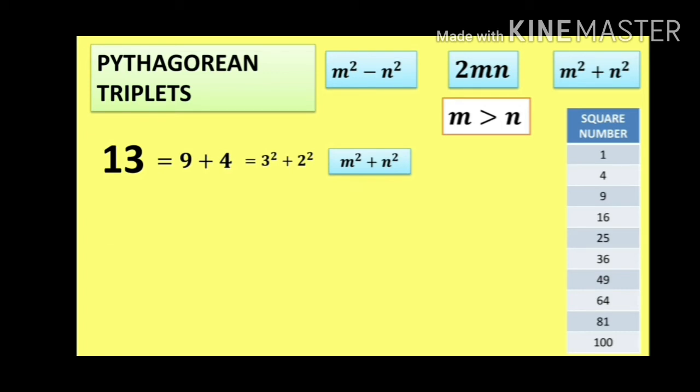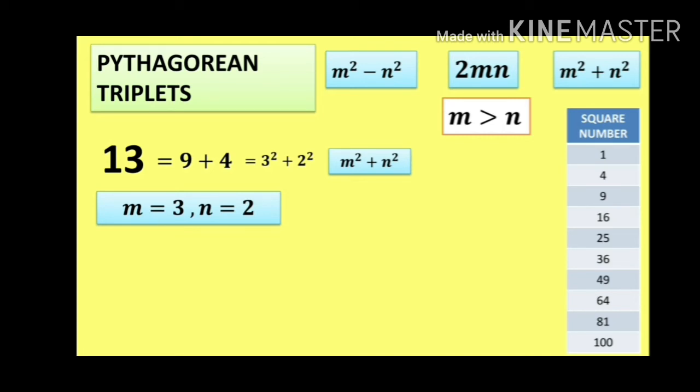Now if we just compare 3 squared plus 2 squared with m squared plus n squared, we can say that m is 3 and n is 2 here. As we know, m is greater than n. The bigger one will be 3 and the smaller is 2. So m will be 3 and n will be 2. Now from this we know what m and n are.